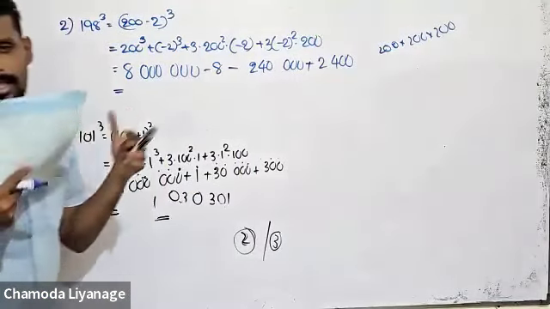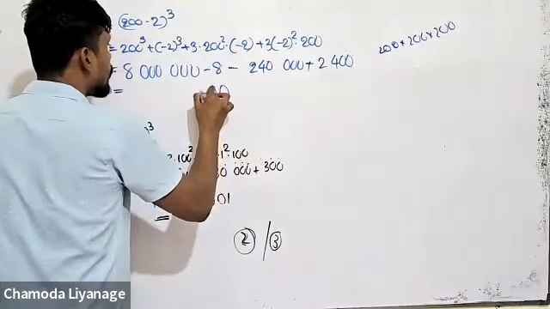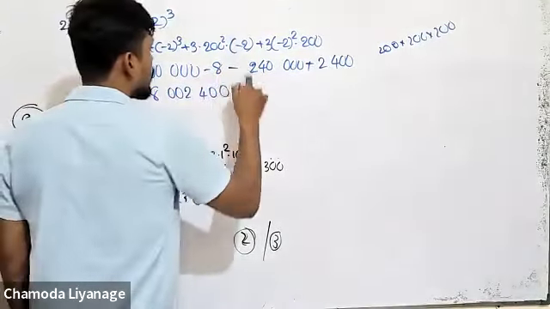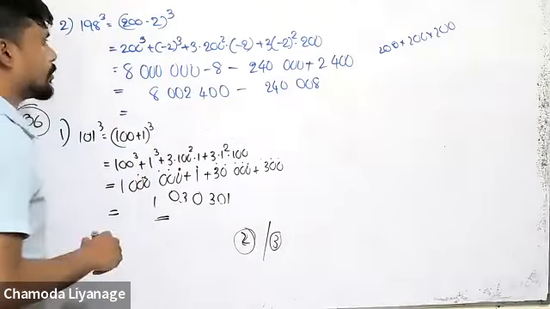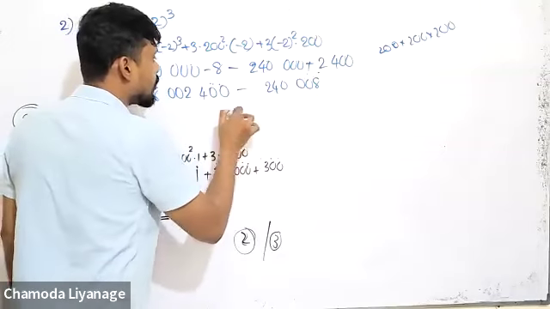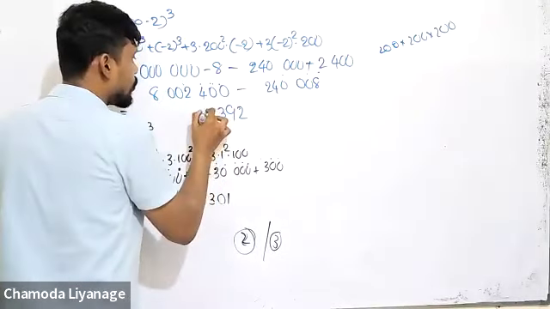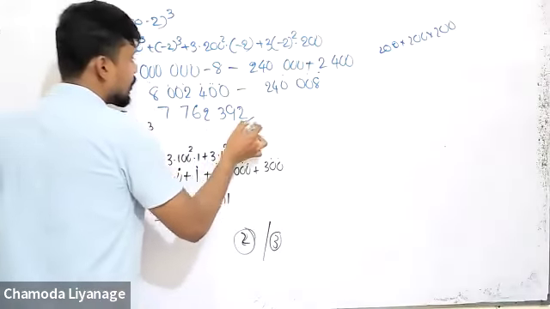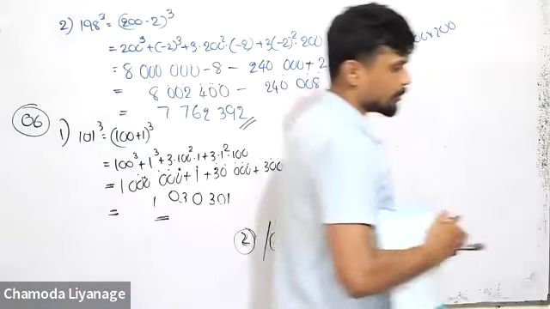Now there are two positive values and two negative values. So first we can add the positive values: 8,002,400. And the negative values: 240,008. Now subtract. 10 minus 8 is 2. 9 minus 0 is 9. 3 minus 0 is 3. 2 is there. 10 minus 4 is 6. 9 minus 2 is 7. And this should be 7. So 7,762,392.